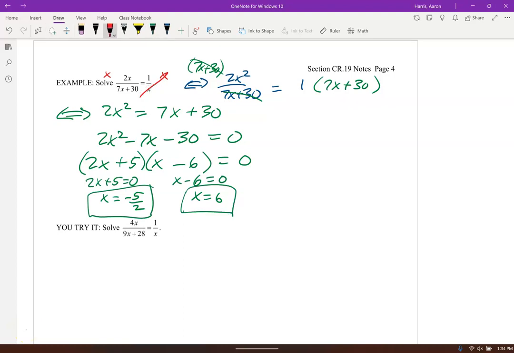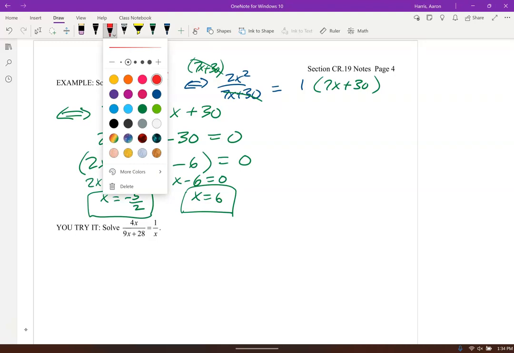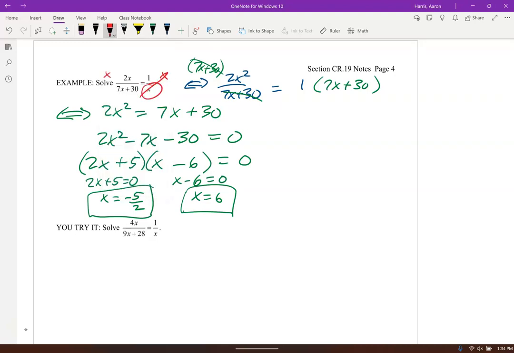There's an x in the original right there. So x can't be 0. And from that one, 7x plus 30 can't be 0. So x can't be negative 30 over 7 either, right? So it looks like these two solutions are safe, right?